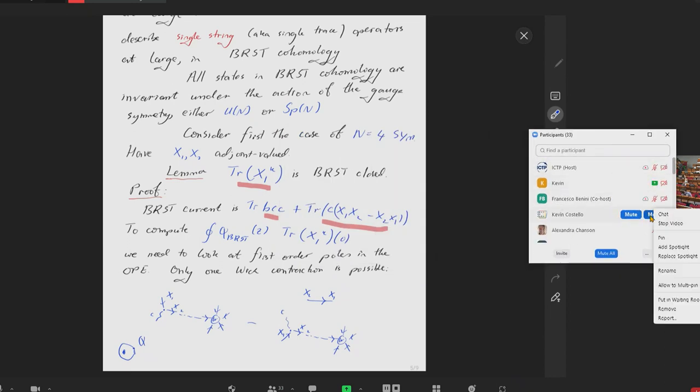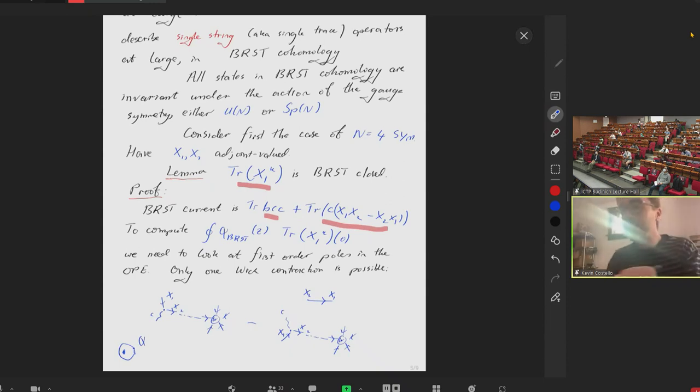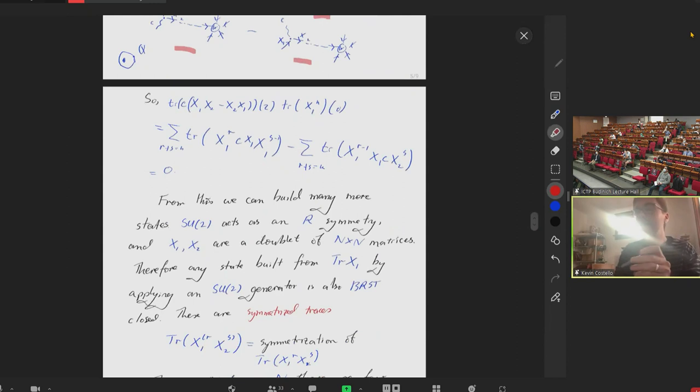Now, if we look at the diagrammatics, the operator has only x1s, and the BRST current has exactly one x2. Since x1 and x2 pair with each other when we do a Wick contraction, we can think of them in Feynman diagram notation. The propagator here connects x1 and x2. There's only one Wick contraction. So computing that this is BRST closed is a tree-level computation. And since there are two terms in the BRST current involving these two fields, we'll pick up two terms in the OPE. If you calculate it, the two terms are the same, but they appear with a different sign. So we find that indeed trace of x1 to the k is a BRST closed operator.